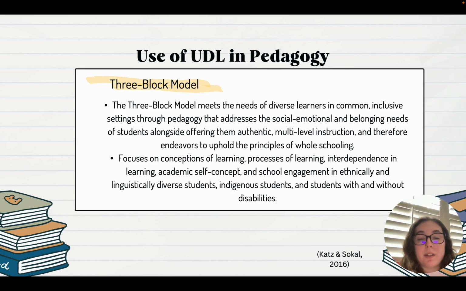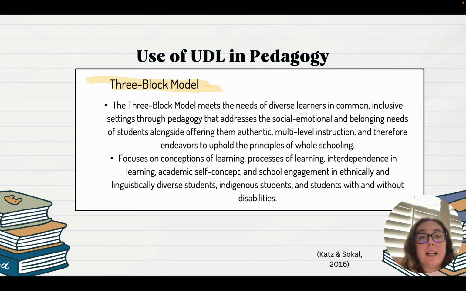So I thought that this was really important to incorporate even into adult classes, because we can sit here and we can learn and we can reciprocate facts and knowledge, but the social emotional needs through the level of education and instruction is something that is often known as the soft skills, and it's a little bit more difficult to learn. And it also focuses on conceptions of learning, processes of learning, and interdependence in learning, academic self-concept, and school engagement in ethnically and linguistically diverse students, Indigenous students, and students with and without disabilities.